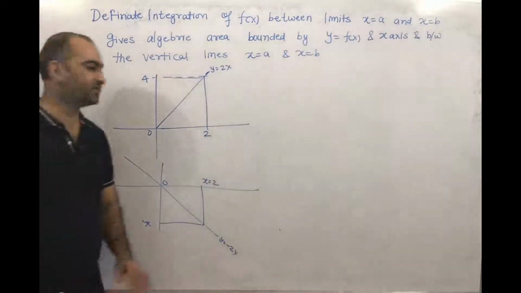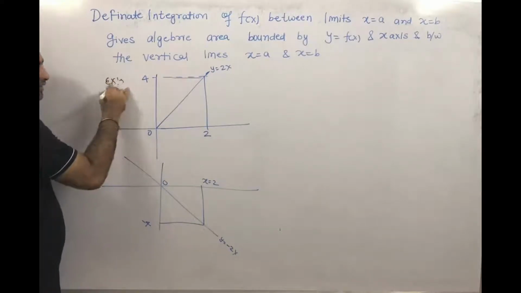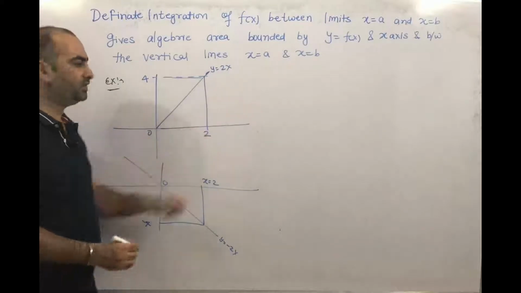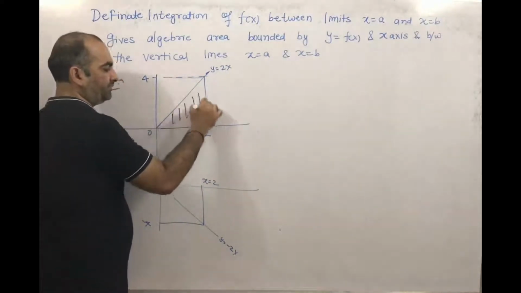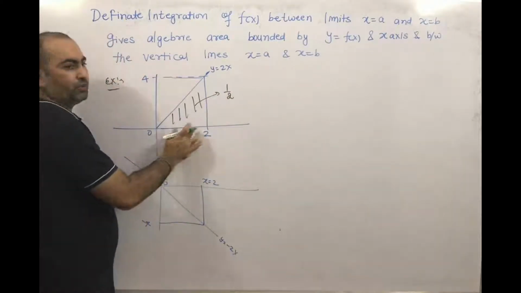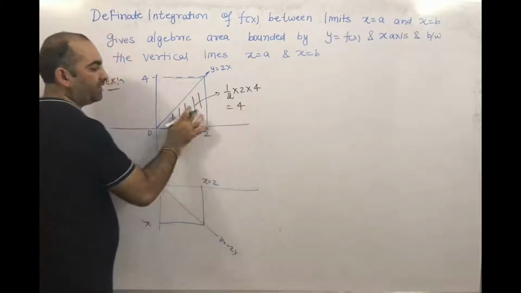Now if I discuss this one, this is the first example we are taking. Here I have 0 to 2, y equals 2x. So what will this area be? This area will be 1 by 2, base is 2, height is 4. So this area will come 4.